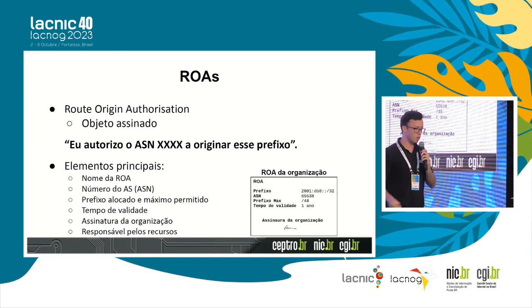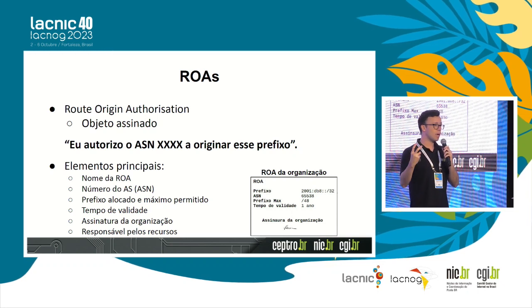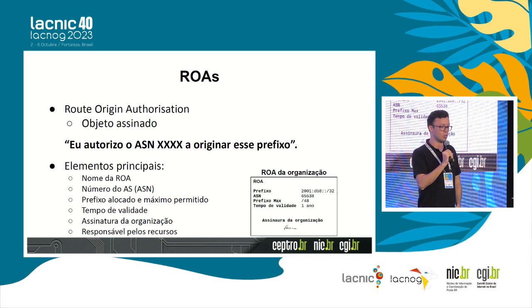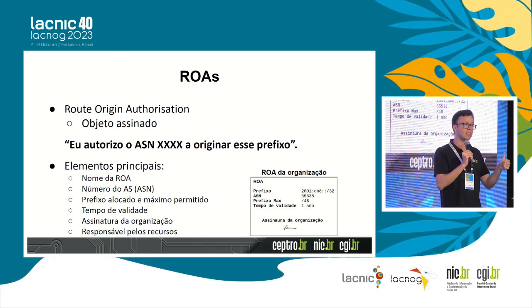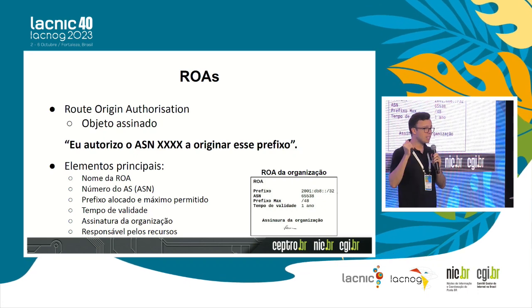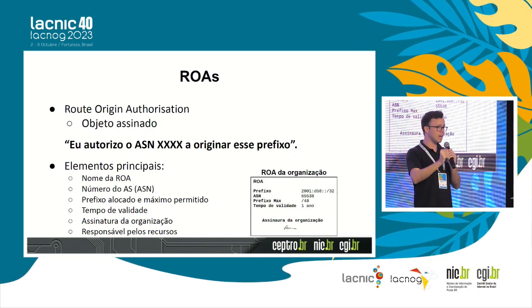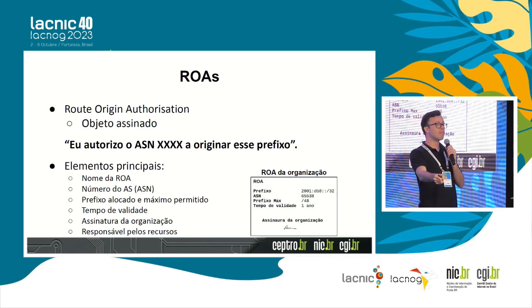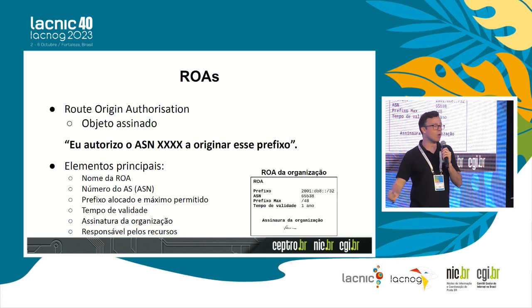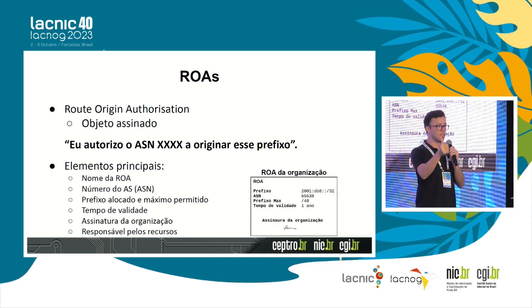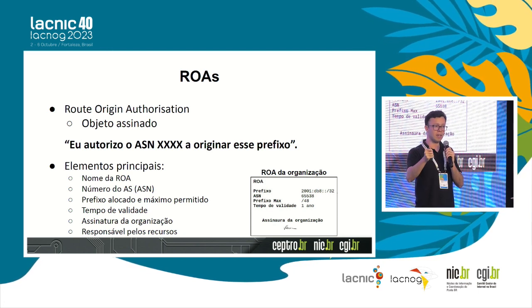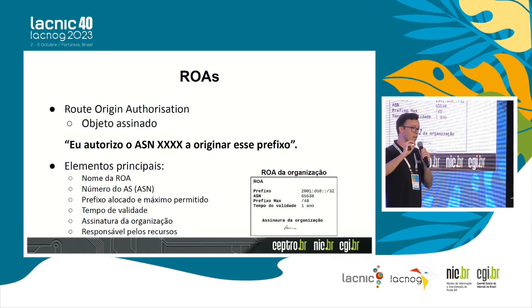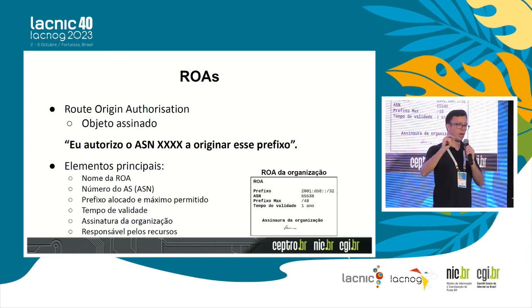Now here, as we heard in the previous tutorial, we're going to look at this document, which we call ROA, Route Origin Authorization. This is a signed object. This is digitally signed, and it states, I authorize this ASN XXX to originate this prefix. So everyone can do queries to that ROA. This ROA states that this ASN can originate this prefix.